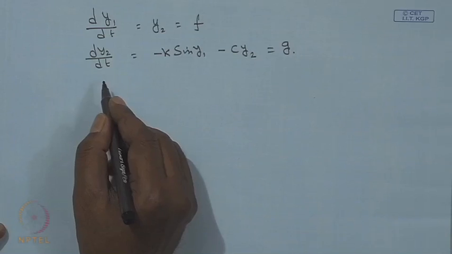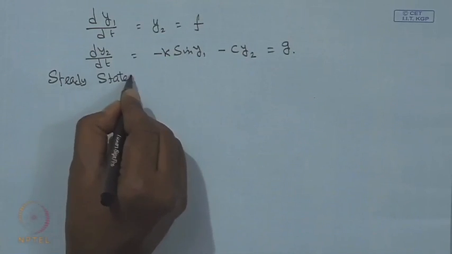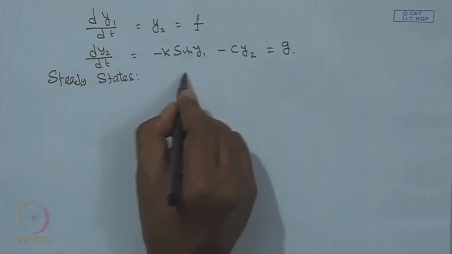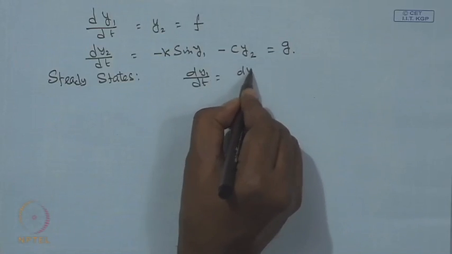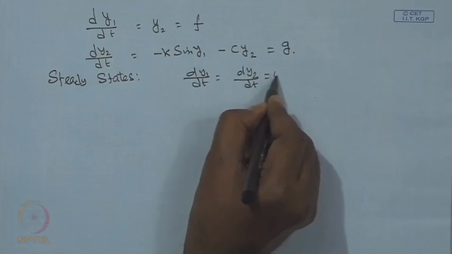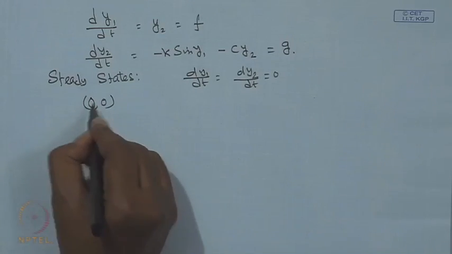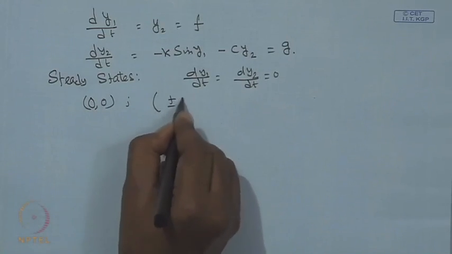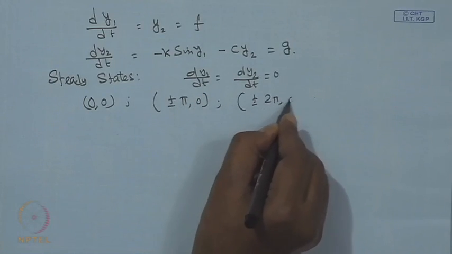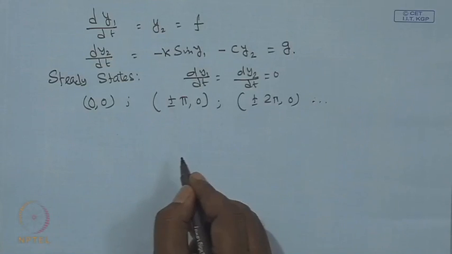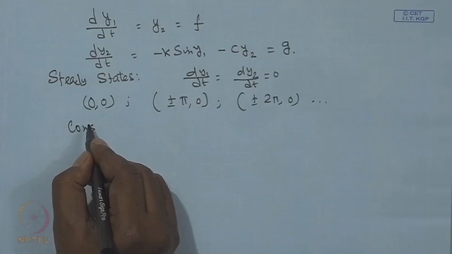So, let us look into the steady state of this problem. The existing steady states are when we put dy1/dt equal to dy2/dt equal to 0. I will just write the steady states. (0, 0) is one steady state, (plus minus pi, 0) is another steady state, and (plus minus 2 pi, 0) is another steady state, likewise. So, consider the steady state (0, 0) and see what we get out of it.